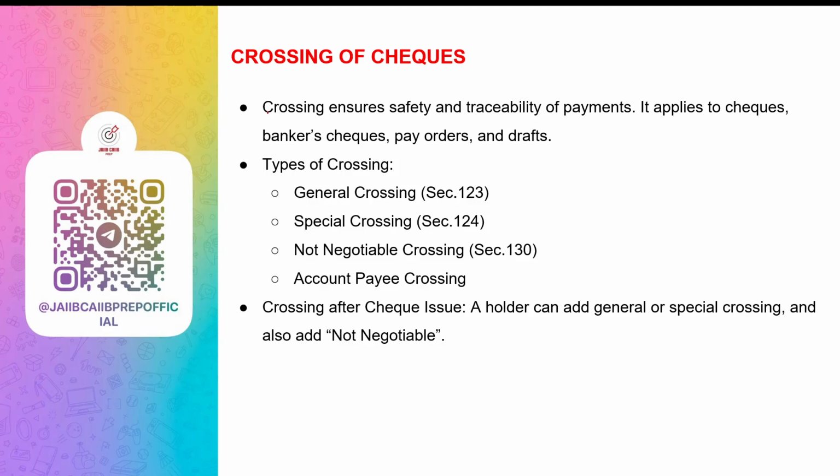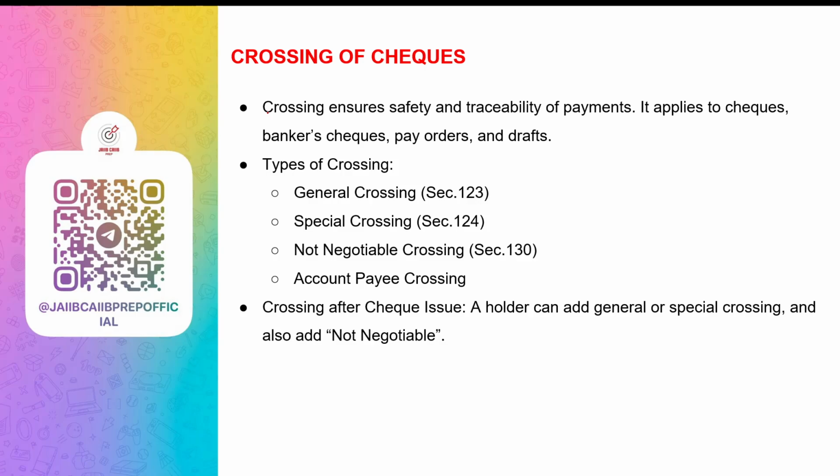Not negotiable crossing. A not negotiable crossing does not stop the transfer of the check, but it removes the special right of a holder in due course. This means the person receiving the check cannot get a better title than the person who gave it. Account payee crossing. Account payee crossing is not defined in the law, but it is widely used in practice. It is written as account payee or pay account only.